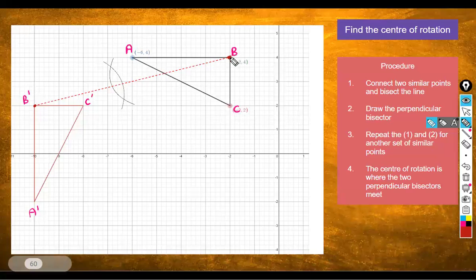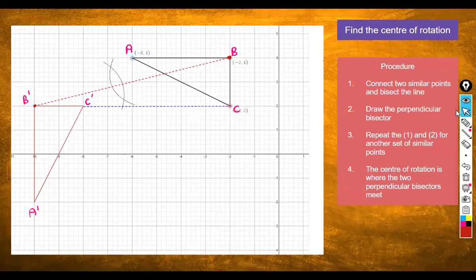And then I went to B and scribed the other arc. And now I'm going to draw in the perpendicular bisector. So look carefully. So we're drawing that after. And we're going to do the same thing for point C. Draw a line from C to C prime. And you are going to bisect that blue line.